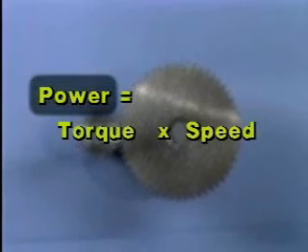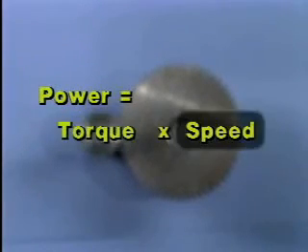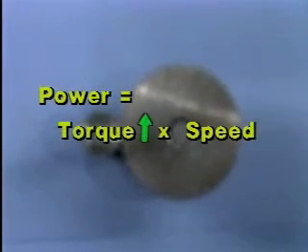This means that if power is constant and torque changes across a gear mesh, there will also be a corresponding change in speed. If torque increases, speed must decrease. And if torque decreases, then speed must increase.